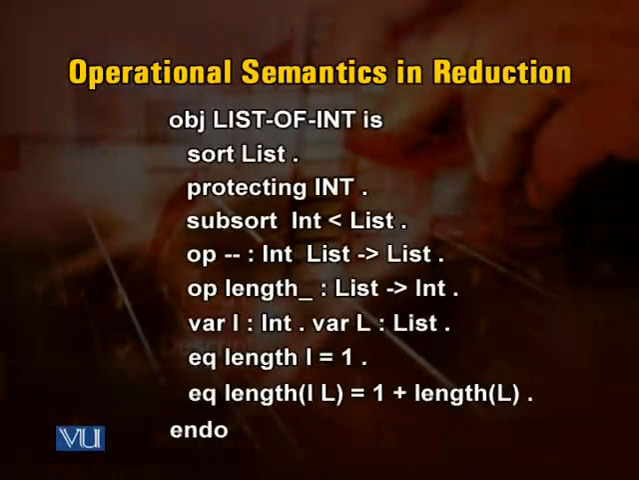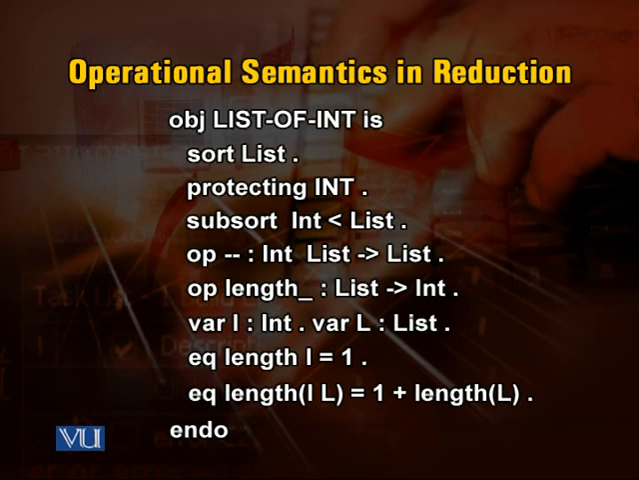So let us look at the operational semantics. We have this OBJ list of int is sort list, protecting int. This protecting int basically indicates that the int module for integers is imported. Subsort int is less than list. So the subsort declaration int less than list yields a syntax in which single integers such as 5 are valid lists.